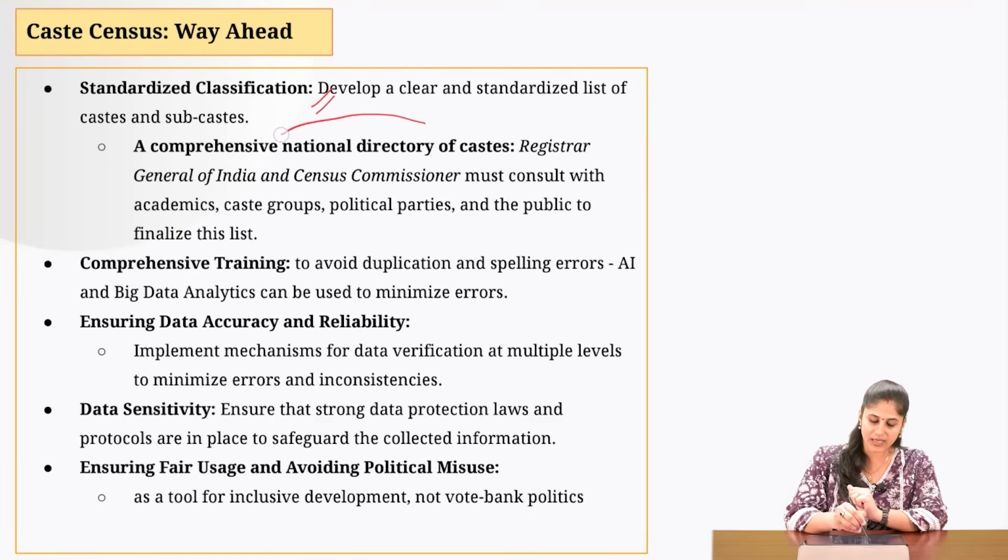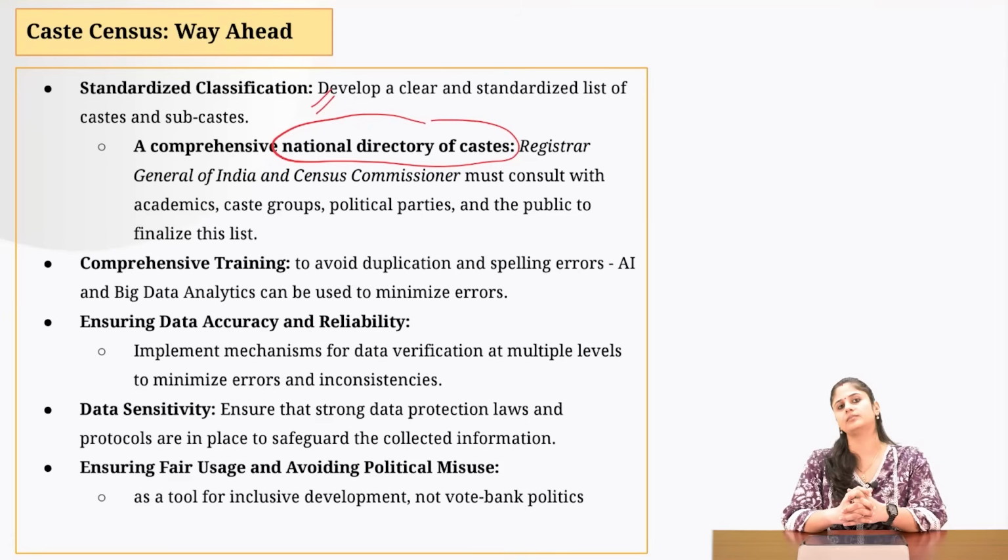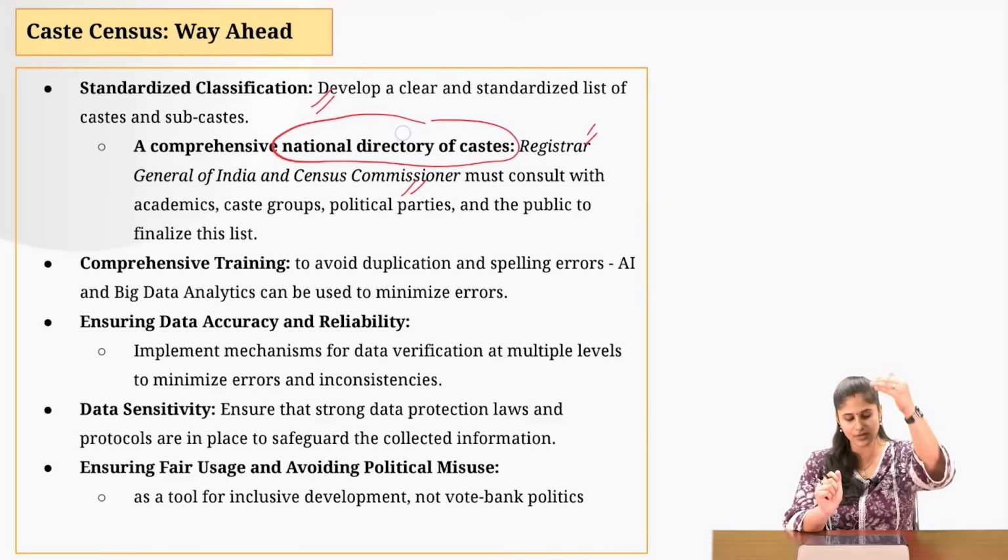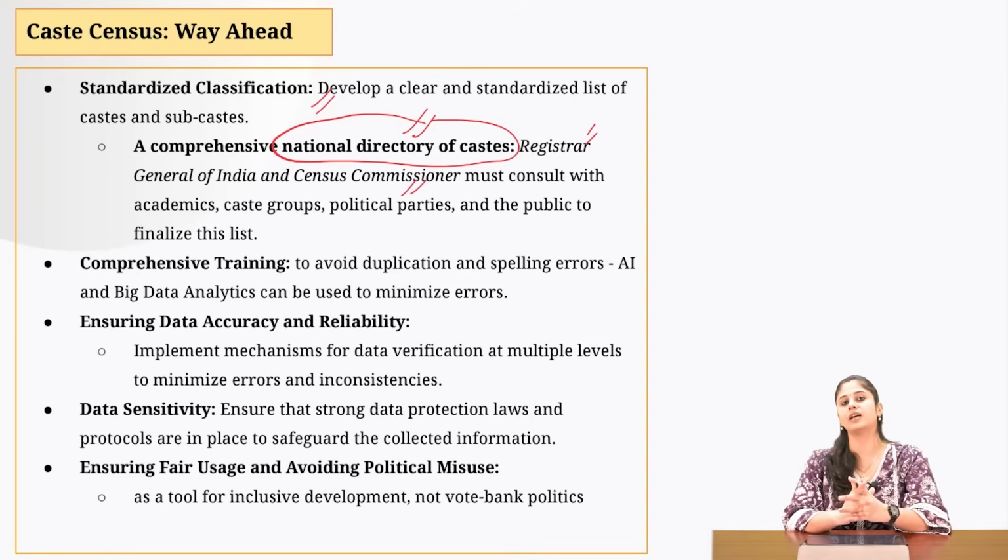We need to come up with the National Directory of Caste. So the Registrar General of India, the Census Commissioner, they need to take help of anthropologists and sociology experts, and we need to draw upon the existing caste categorization that we already have as a result of the socio-economic caste census. We should take the help of the experts in this domain and come up with the National Directory of Caste so that we can avoid the discrepancy when it comes to collecting the data.